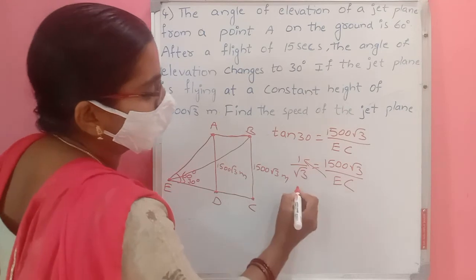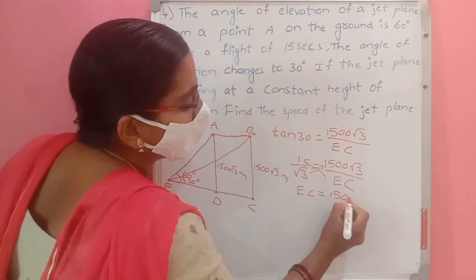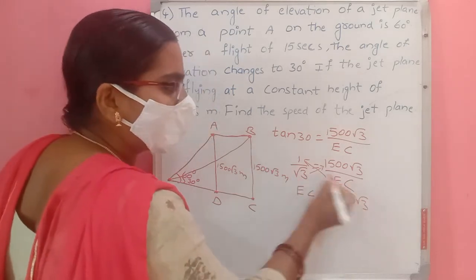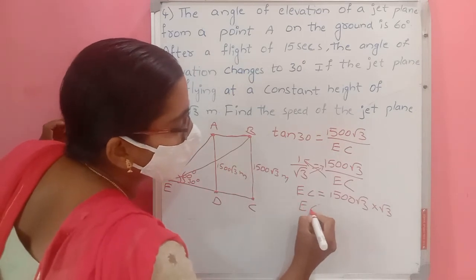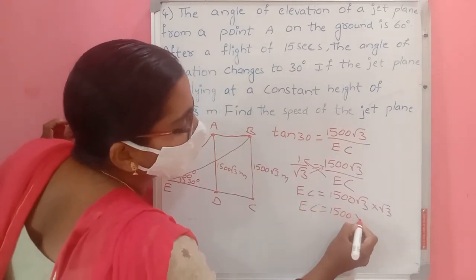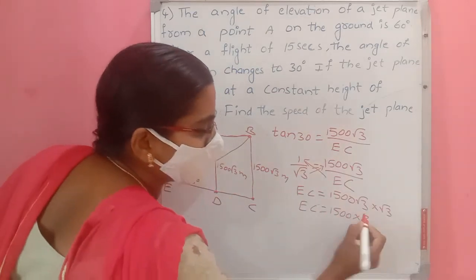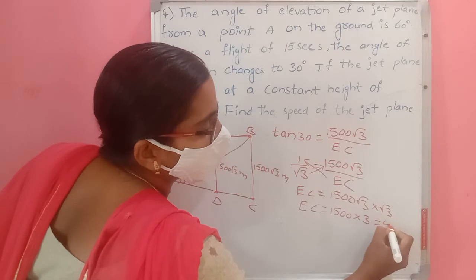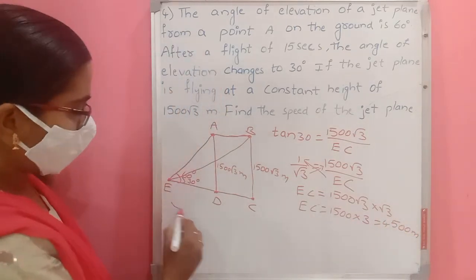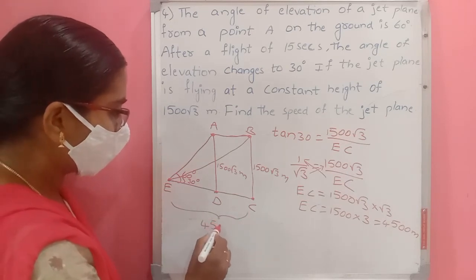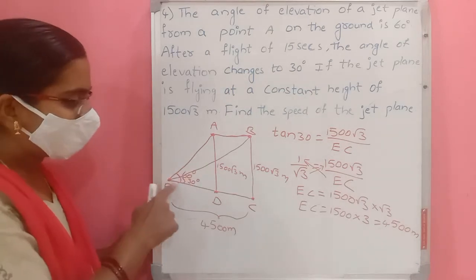Transpose this EC to this side. EC into 1 is EC. Transpose this root 3 to this side. 1500, already we have 1500 root 3, and again root 3 into root 3. So EC is equal to 1500 into root 3 into root 3, which is root 3 square. Root 3 square gets cancelled, we get 3. So 1500 into 3 is 4500 meter. So EC is 4500 meter. Just leave it here.